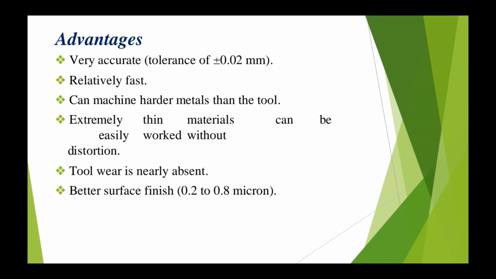Now here I have mentioned some advantages. The first advantage is it is very accurate. Then this ECM is relatively faster than the others. Then it can machine hardened material harder than the tool. Extremely thin material can easily be worked without distortion. Tool wear is nearly absent and we get a better surface finish using this electrochemical machining.